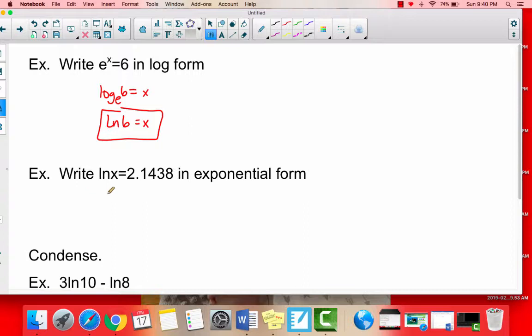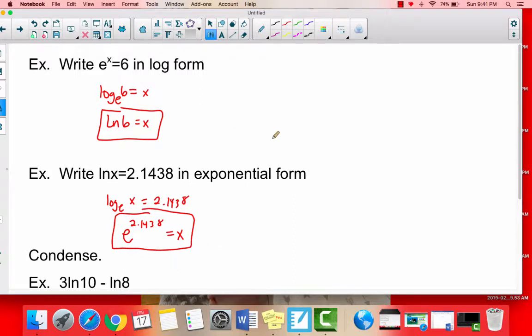In this example two, it says write the ln of x equals 2.1438 in exponential form. So now we're going backwards. To do this, I would go ahead and write it in log form with the base of e. So log base e of x equals 2.1438. The reason I changed it from ln to log is just so you can make sure you know what your base is. So here the base is e, so we're going to have e to the power of 2.1438 and then set it equal to x. So now we went from having log form to exponential form.